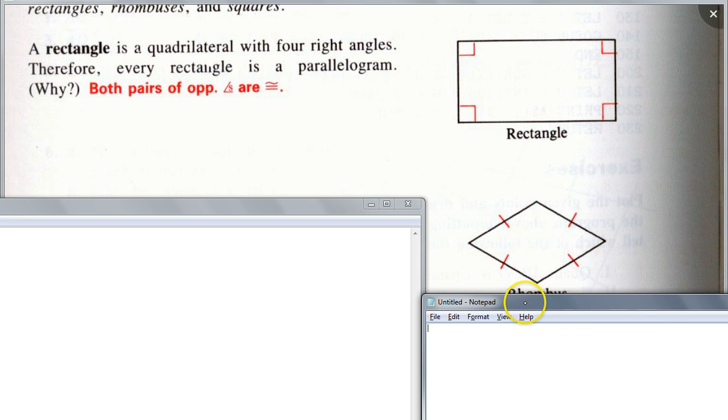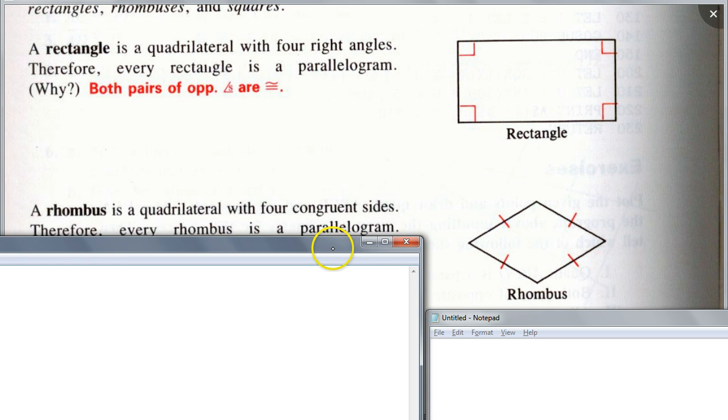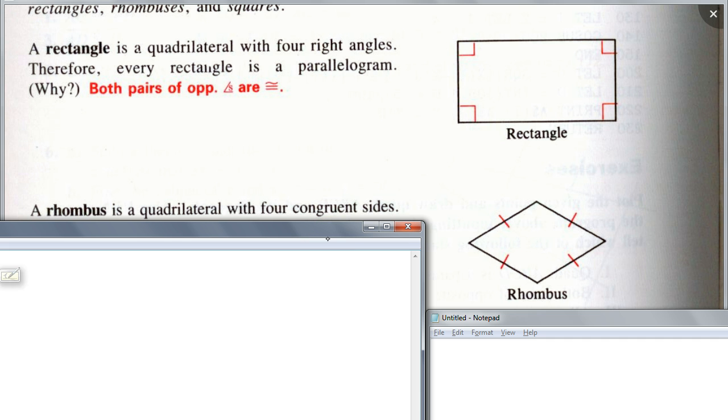We have the rhombus. Anybody want to guess how we're going to define a rhombus here? Yachan, what do you think? A rhombus is a quadrilateral with all four sides. Correct. A rhombus is a quadrilateral with all four congruent sides. Now, if somebody asks you why this rhombus is a parallelogram, what would you tell them? Yes, sir.